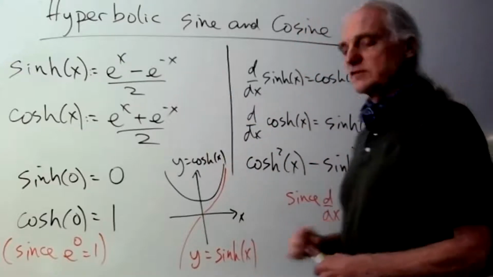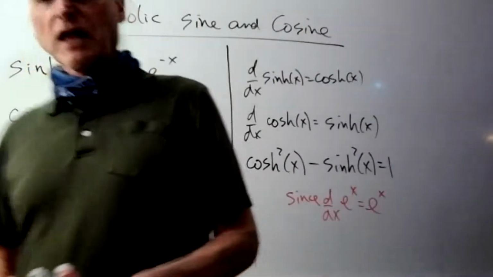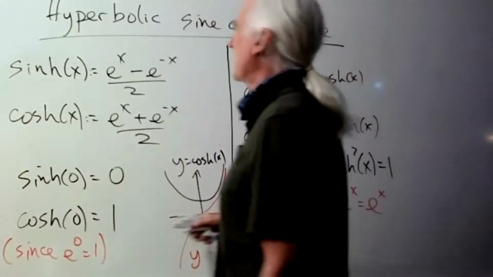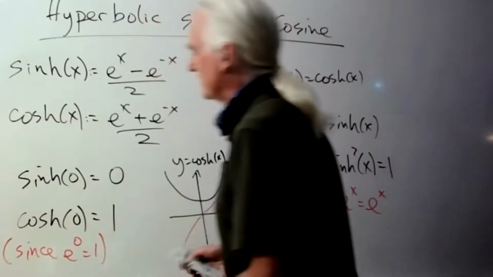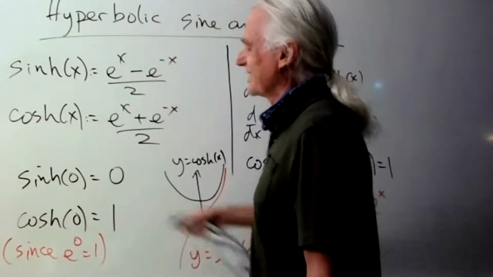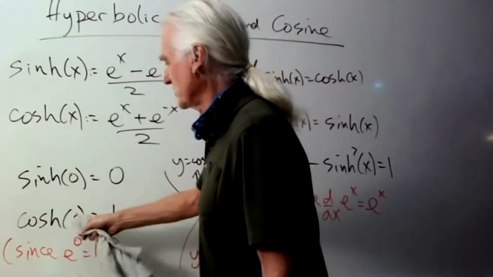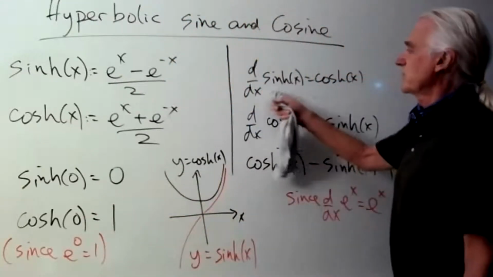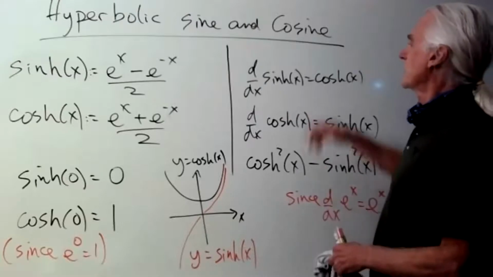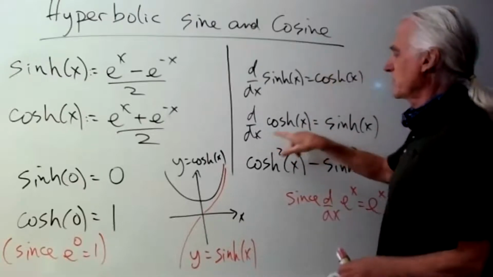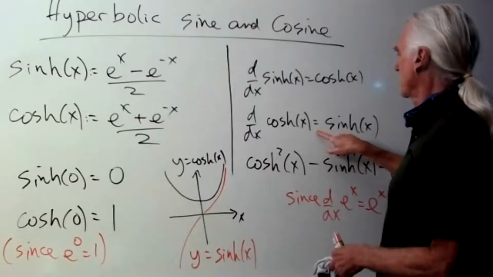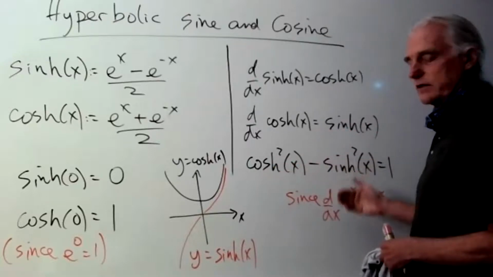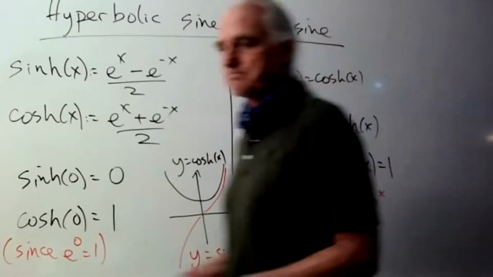Okay, so like I say, they're a lot like regular sine and cosine. Let me just show you how they differ. Well, sine of 0 is 0, cos of 0 is 1. They're the same like that. The derivative of sine itself is cosine. That's the same, but the derivative of cosine is negative sine. And then, of course, cos squared plus sine squared of x is 1.